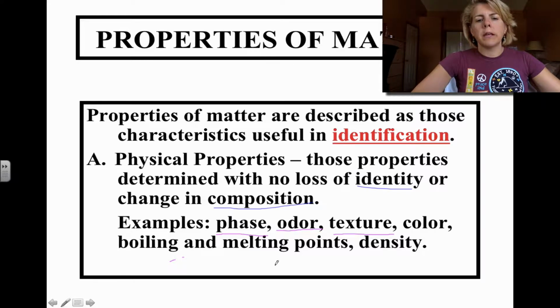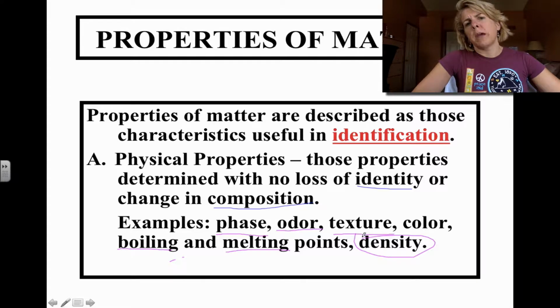Now, the ones that you might not be familiar with are things like boiling and melting points, and we're actually going to look at those in detail in a moment. And then lastly, density. Density, you can easily obtain that in the lab. You just need to know the mass of the matter and then the volume. And with that, you could calculate the density and apply that to a known value that has been determined in the lab.